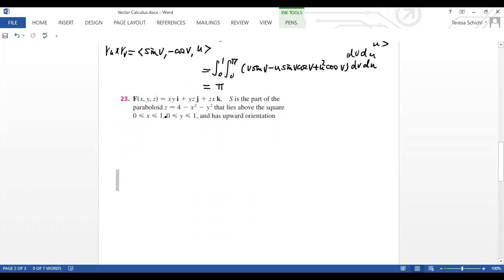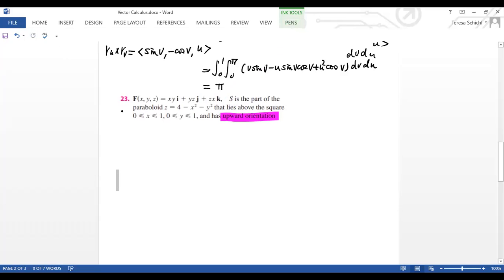And so for this one here, we said F(x, y, z) is the vector field. S is the part of the paraboloid z equals 4 minus x squared minus y squared that lies above the square, with upward orientation. So here we need to be careful. This is what we call the upward orientation, and that's our surface integration. If it is downward, then just like the line integral, if you take the positive or negative orientation, you need to have a negative sign in front.